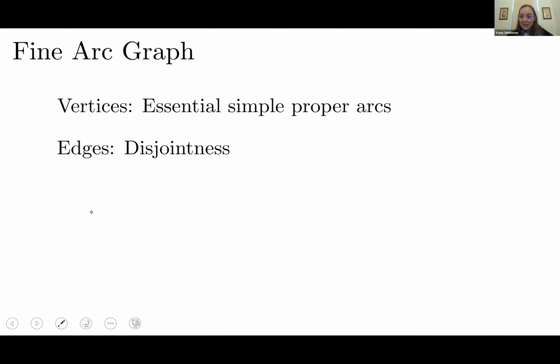Another object we studied, which I alluded to before, is an object called the fine arc graph. So the fine arc graph is defined to have vertices be the essential simple proper arcs, where proper means the endpoints are either on the boundary or at a marked point. And the word simple, again, means that it doesn't self-intersect. We're going to place an edge between two vertices if the two arcs are disjoint.